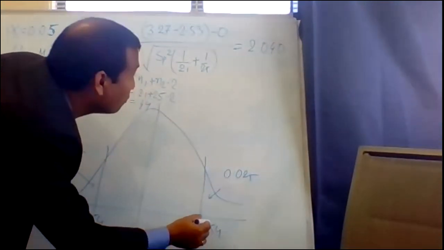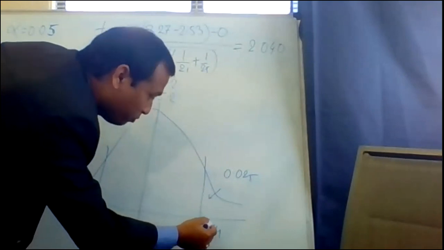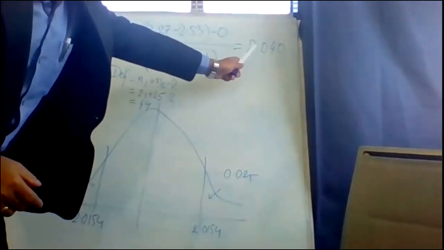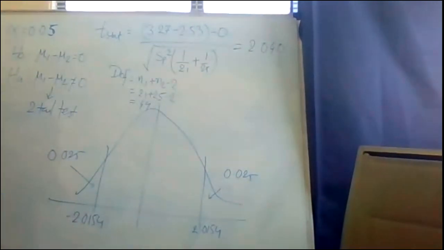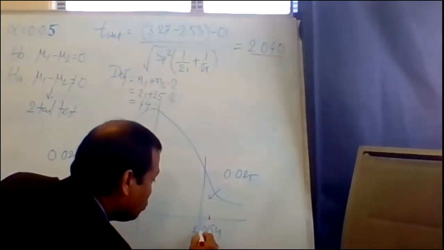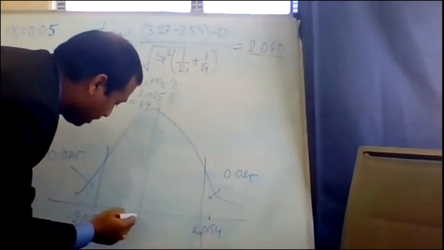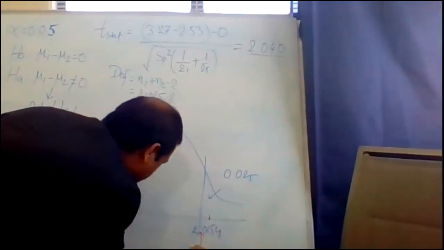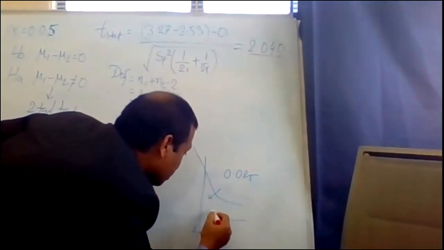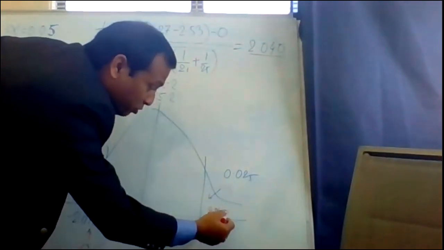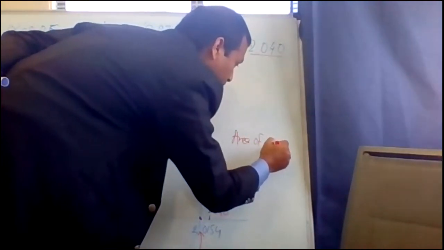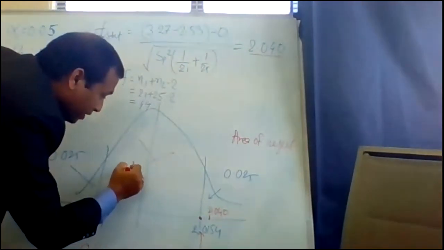Our t stats value is 2.040. So 2.040 will be to the right of this point, surely, isn't it? These two are the critical points: 2.015 and minus 2.015 are the critical values, CV, if you remember. So in our case 2.040 will be slightly right of this critical value, and that will fall in the area of rejection, whereas these two are the area of non-rejection.